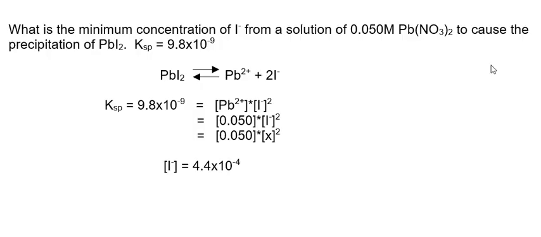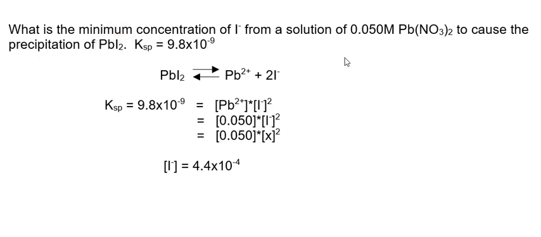In this video, I want to show you a couple of problems where you're asked to determine the concentration, or the minimum concentration, to begin a precipitate when given an aqueous solution of one of the ions that are in the precipitate. So in this instance, the precipitate we're talking about is lead iodide, as shown in the chemical equation. The Ksp is 9.8 times 10 to the minus 9.